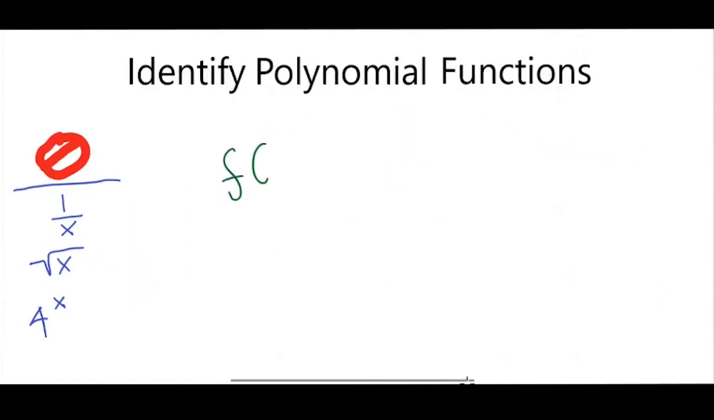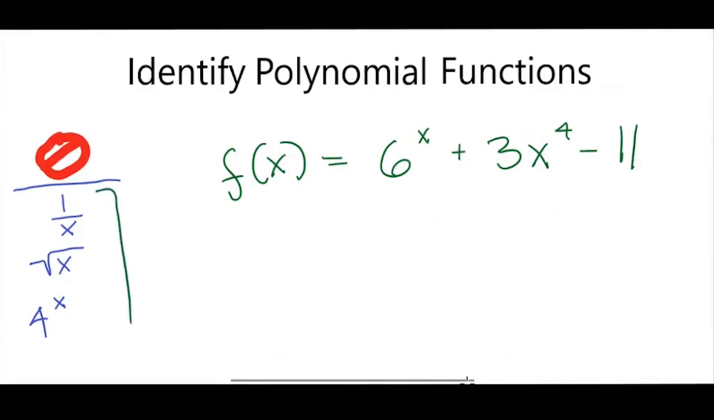All right, what if I have f of x equals 6 to the x power plus 3x to the 4th minus 11? Well, let's look at our chart over here, and let's see if we have anything that looks like anything over here. It looks like there's nothing with x on the bottom of a fraction. X is not in a radical, but I do have x as an exponent. When x is an exponent, this is not a polynomial function. So we would say, no, this is not a polynomial function.